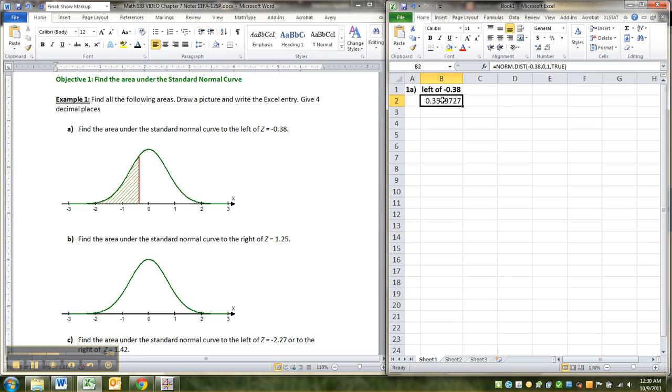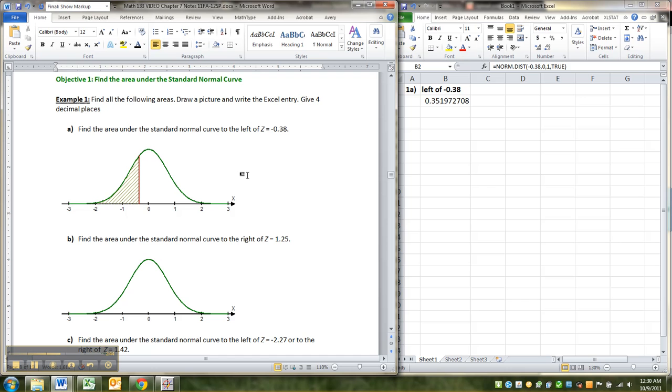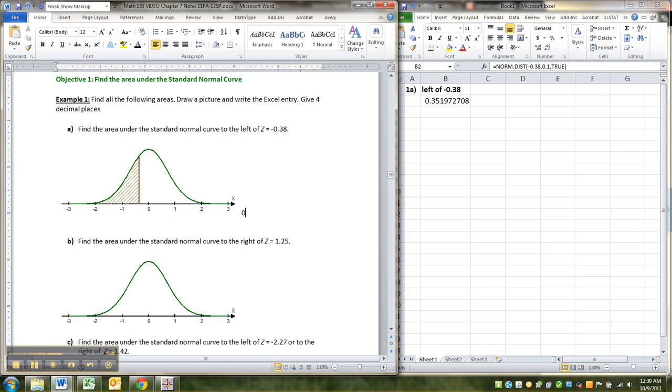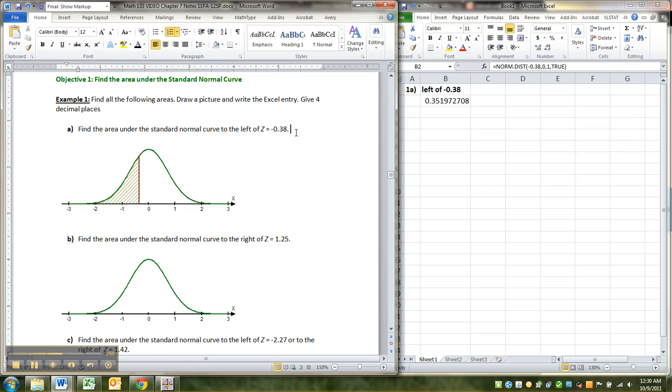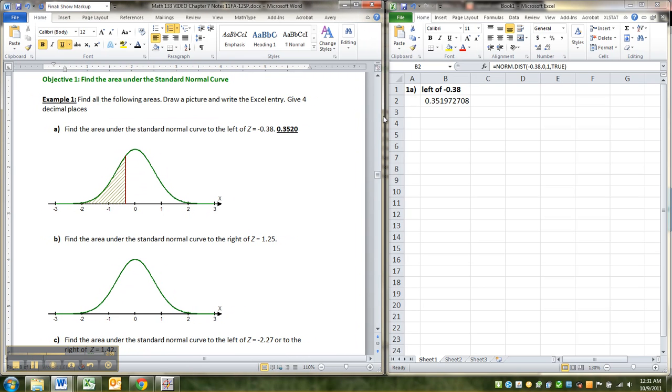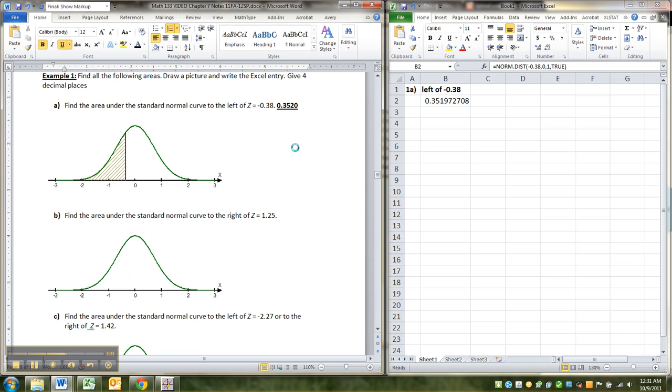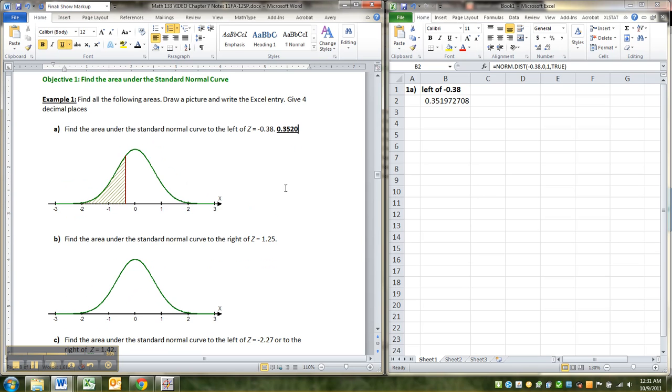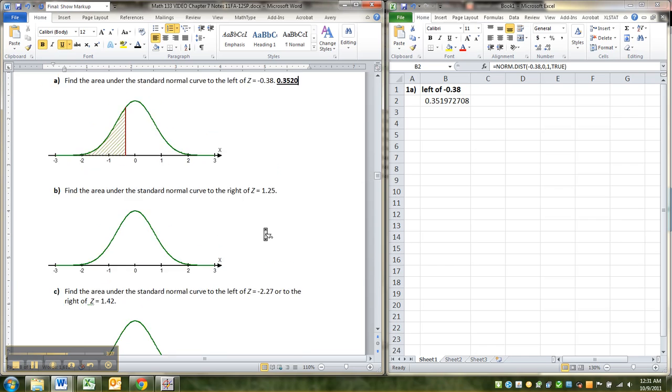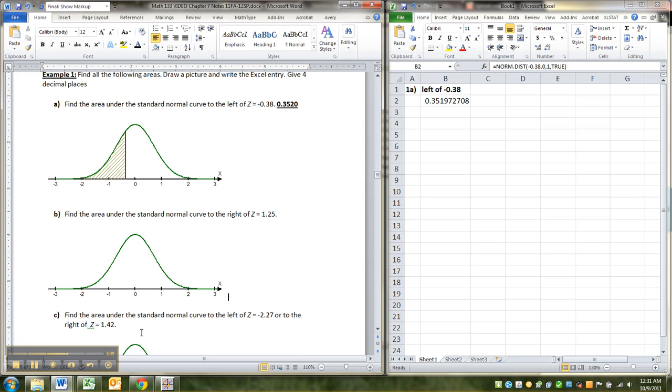And there you go. So the area that I shaded over here is worth 0.3520. 20 because the 7 would round the 9 up, and they wanted 4 decimal places, which is actually pretty common with probability questions like this. So they'll want 4 decimal places. All right, cool. Now what about the next one? The next one, they want the area to the right of 1.25.